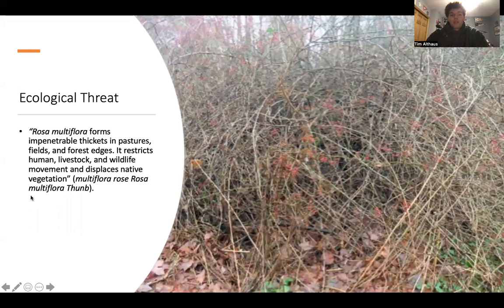What are their ecological threats? The multiflora rose forms an impenetrable thicket in pastures, fields, and forest edges. It restricts human, livestock, and wildlife movement and displaces natural vegetation. It really doesn't allow animals, humans, or anything to get through it, so it limits where wildlife can go, and it also consumes a lot of the vegetation in the surrounding areas.